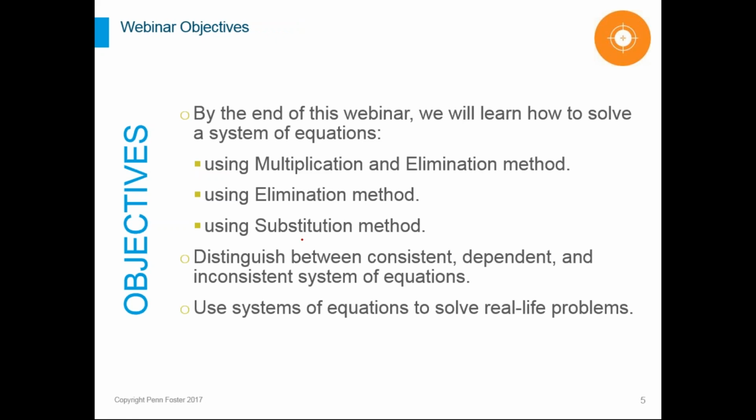In today's webinar, we will look at different methods of solving a system of equations. We will look at the multiplication and elimination method. We will look at the elimination method. We will look at the substitution method and when we need to use each one. Also, we will distinguish between different types of systems of equations: consistent, dependent, and inconsistent systems. We will look at one word problem that asks you to construct a system of equations and solve the system to come up with the answer for the word problem.